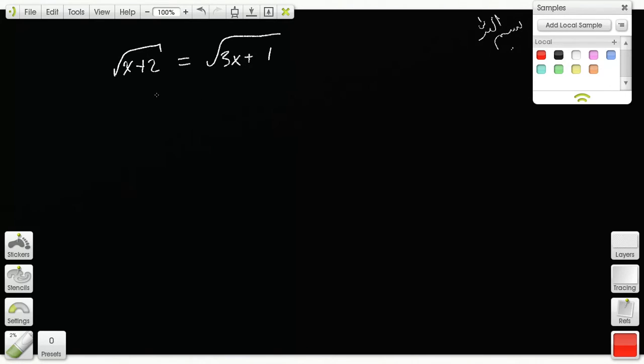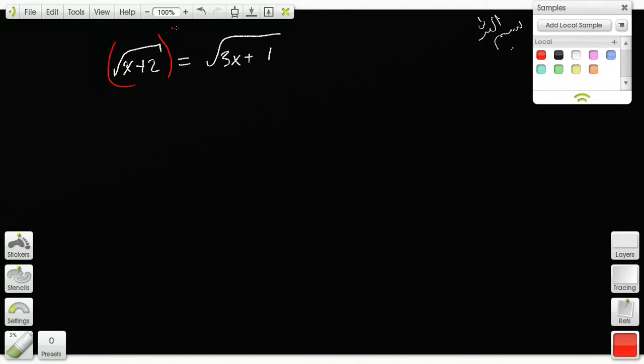See, if you bring this to this side, then you get x plus 2 minus square root of 3x plus 1 equals 0. Now you have to square both sides. You have to FOIL this thing. You understand? No, that's too hard. Here you just square both sides.